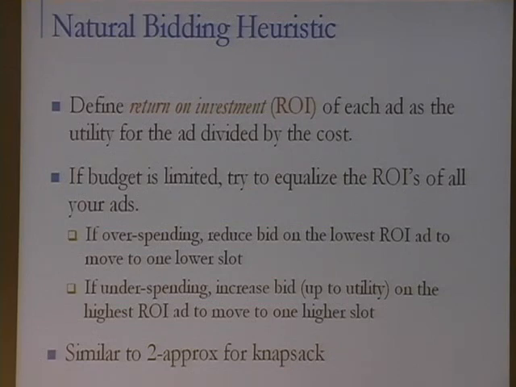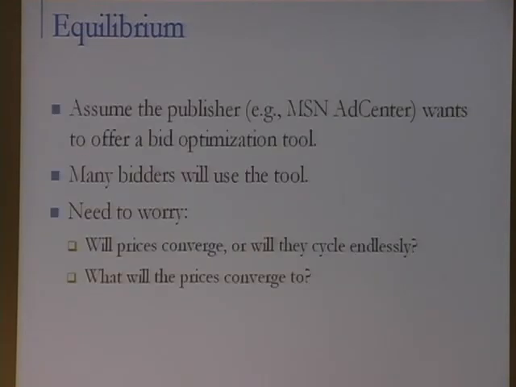It's natural for advertisers to try and use this algorithm. Therefore, we should worry about the equilibrium when everybody is using this algorithm, the system equilibrium. For example, Ad Center wants to offer this as an optimization tool, and many bidders are going to use this tool. What's going to be the result when everybody's using this tool? What are the prices going to converge to? Or will they cycle endlessly? Will the allocations cycle endlessly? Are we going to lose all our revenue if we do these optimizations for the advertisers, or if the advertisers are doing these optimizations themselves?